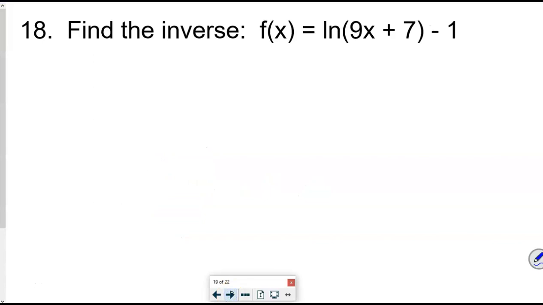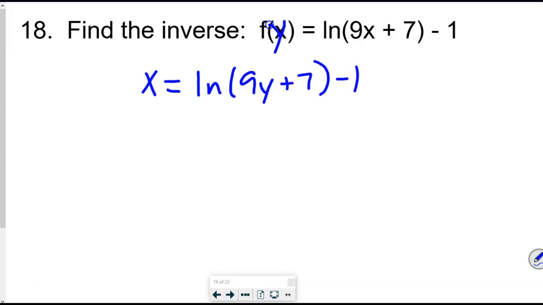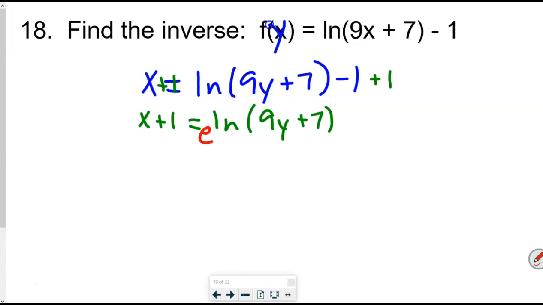All right, when we find the inverse, again, remember this is y, so we're going to make that x. x is equal to ln of 9y plus 7 minus 1. So our first step here would be to add 1 to both sides. It's going to give us x plus 1 equals ln of 9y plus 7. So we want to do the inverse of ln, which is, hopefully you know, e. So we're going to take both of these to the e. So we get e to the x plus 1 equals, now that's gone from there, so we're left with 9y plus 7.